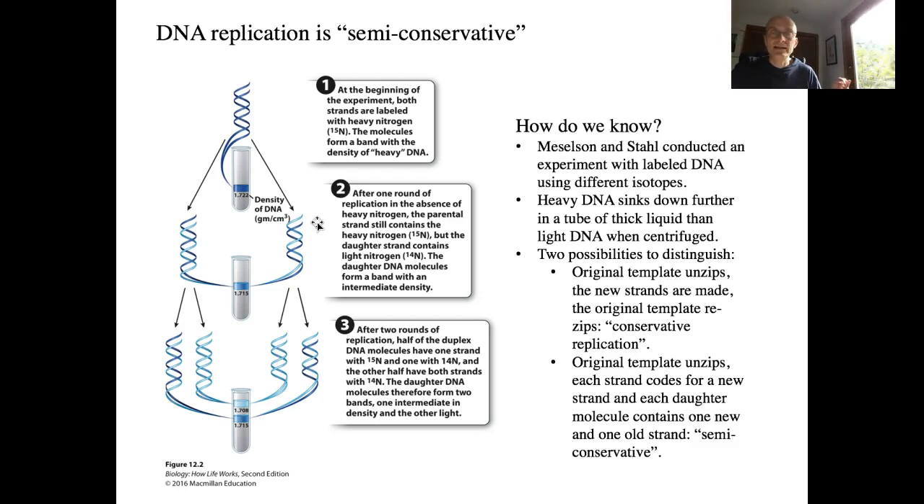So you can distinguish different isotopes from each other because of the difference between them in their weight. And the reason why they're different in weight is because they have additional neutrons. And so those neutrons weigh something, and that adds to the difference between one isotope versus the other isotope. So what did they do? So at the beginning of the experiments, both strands are labeled with heavy nitrogen.